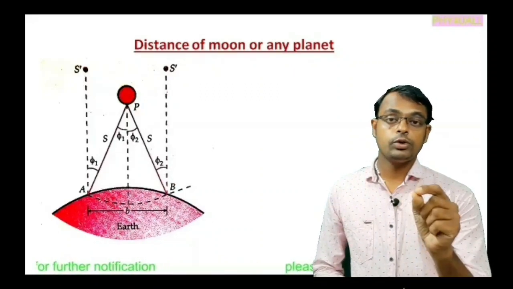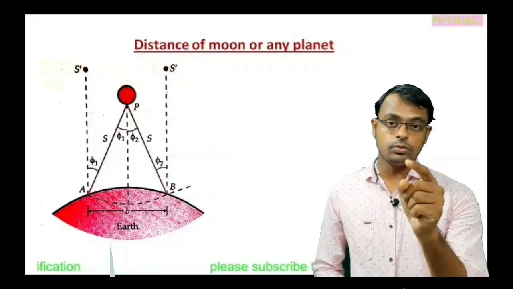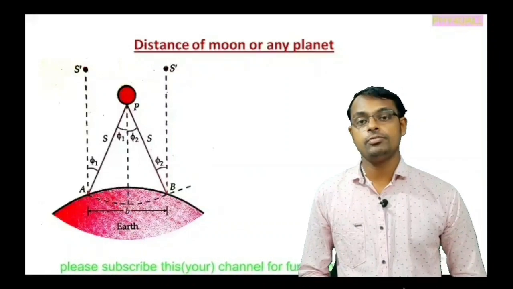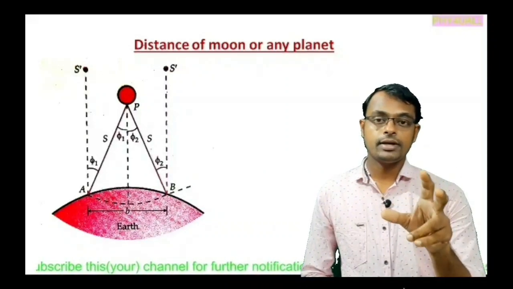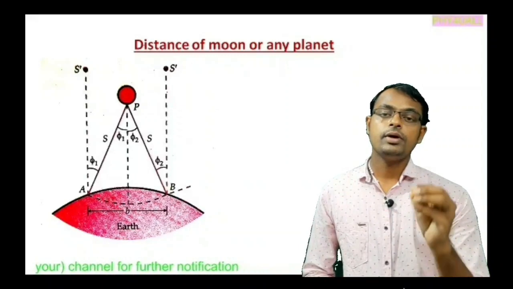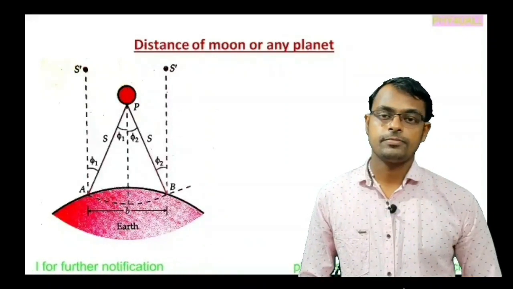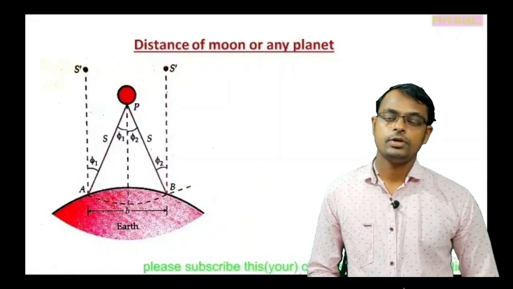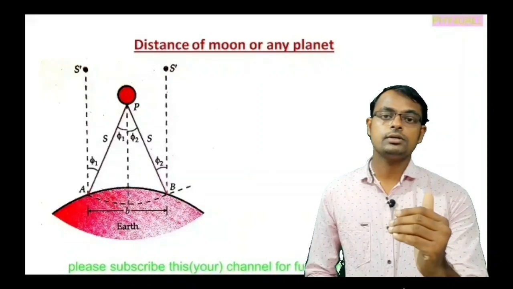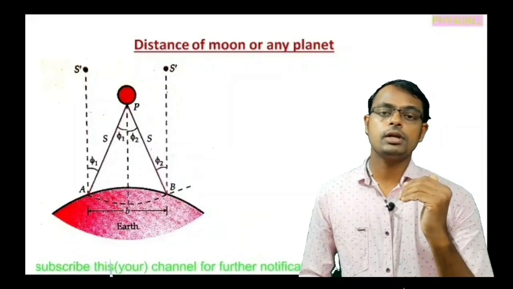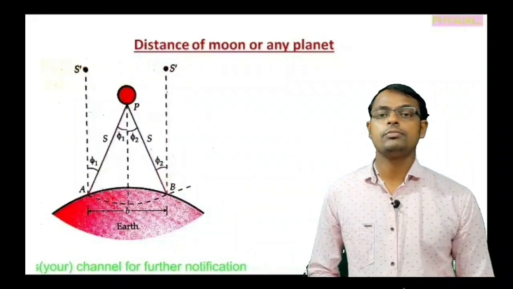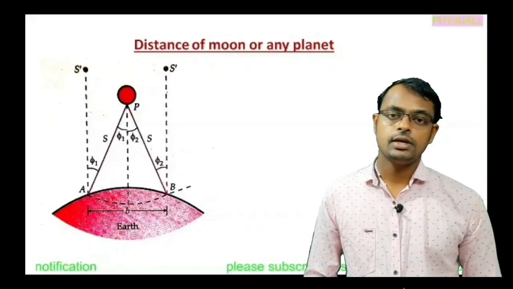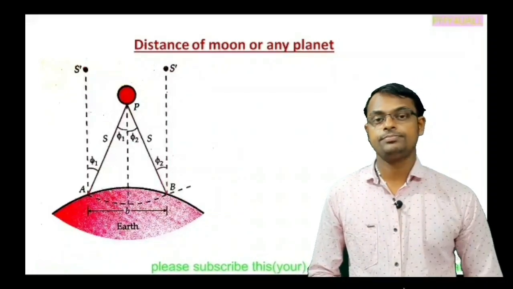So definitely while you are looking from A and B at the Moon, there will be a shift in the position of the Moon, an apparent shift. In order to avoid that apparent shift, we are taking a reference star. In the picture, the reference star is given as S dash. The distance from Earth to S dash is approximately equal from the two different observing points, that is A to S dash as well as B to S dash are approximately equal.